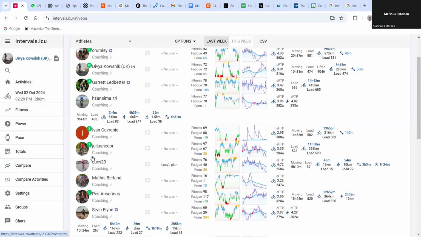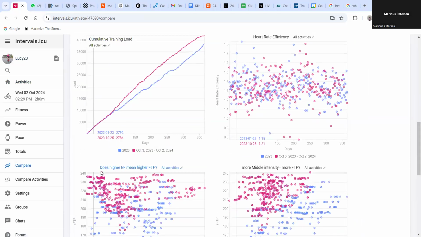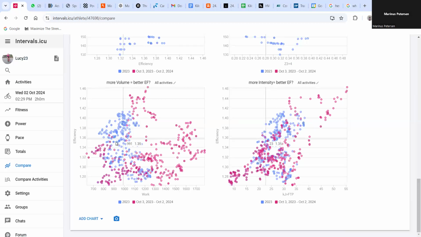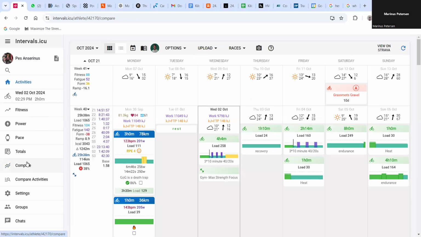Now let's have a look at another client. Is volume helping this person's EF? No. Is more intensity helping their EF? Yes. It's not a great correlation, but that definitely is, and volume pretty much definitely isn't. That's in someone who's doing a bit more volume. Let's have a look at another higher volume client here. Compare.